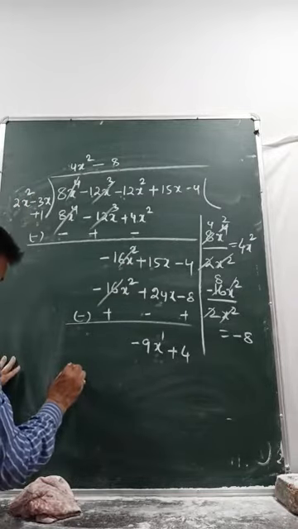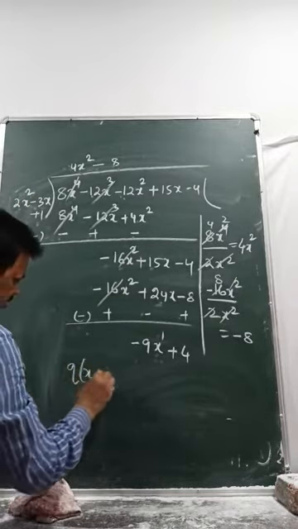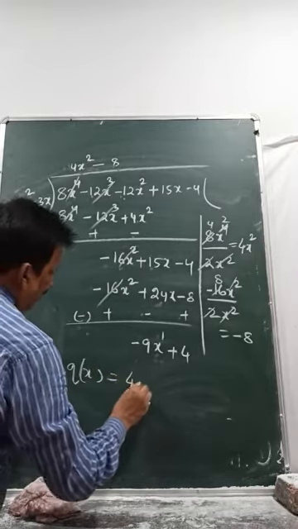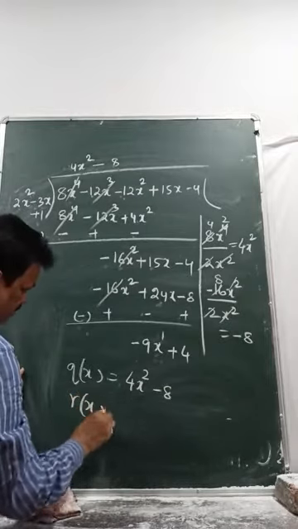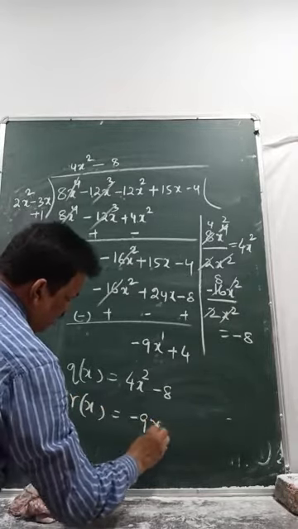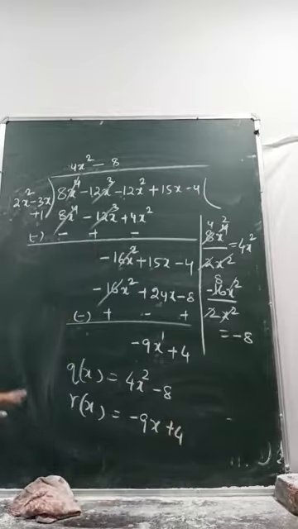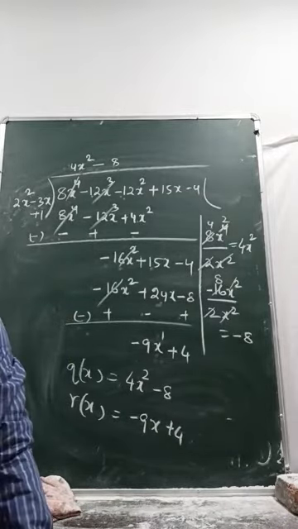So q(x) is 4x square minus 8 and r(x) equals minus 9x plus 4. Okay, this is one question. See again.